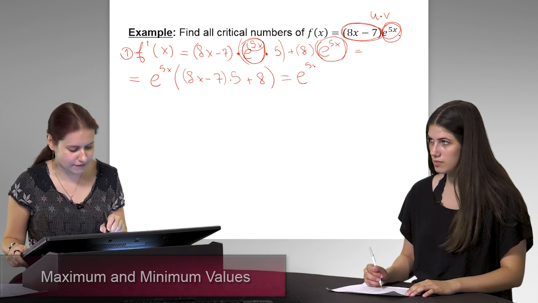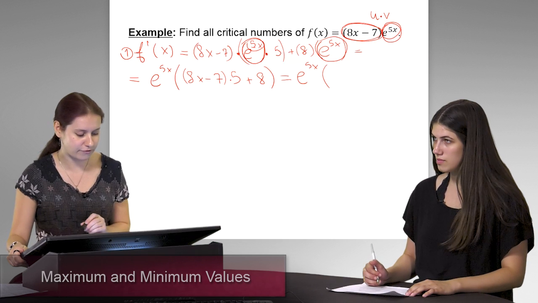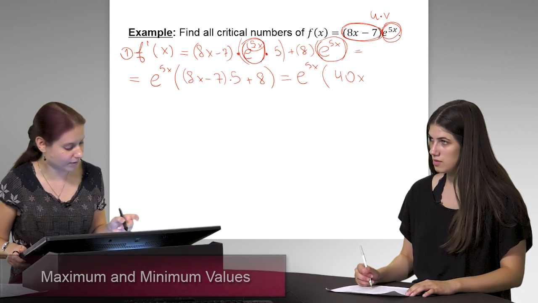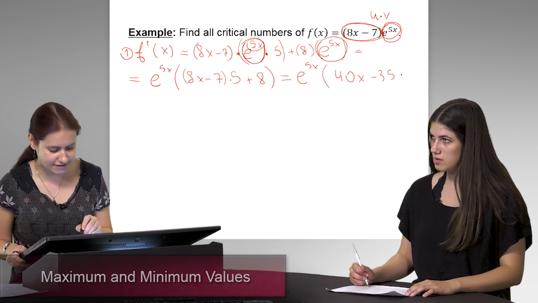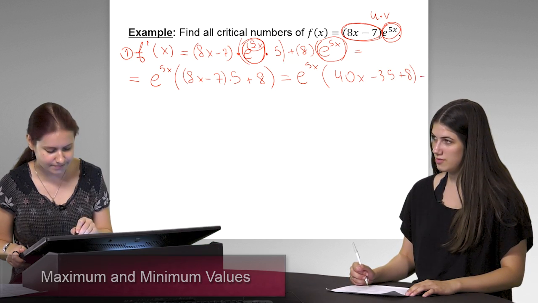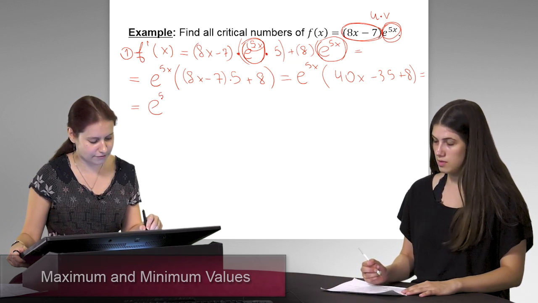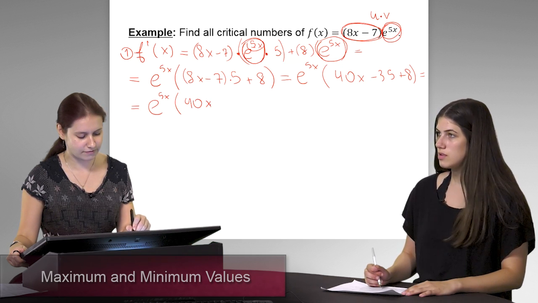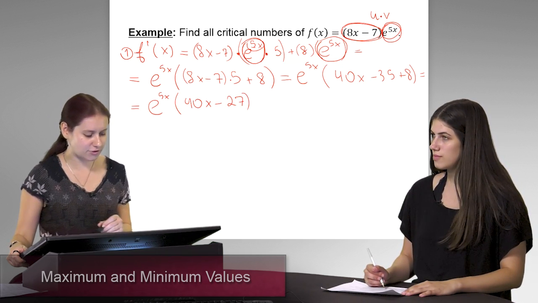E to the 5x, and let's collect all the terms. 8x times 5 is 40x, minus 7 times 5, 35, plus 8. Good. Which gives me e to the 5x times 40x minus 27. Good, 27 exactly. Now we're ready to do the second step.